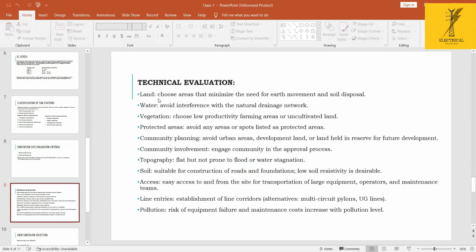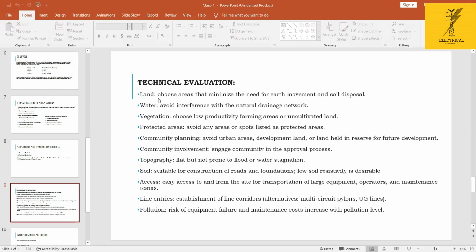Why has this statement come? Because tomorrow, if you have all the trees and there is no certain level of the land, or some holes, or it's a highly plateau land, not plain land, then you have to bring it all to the same level. It will cost you more. It's an additional cost to you for earth movement and soil disposal. So try to choose the land that minimizes these works.